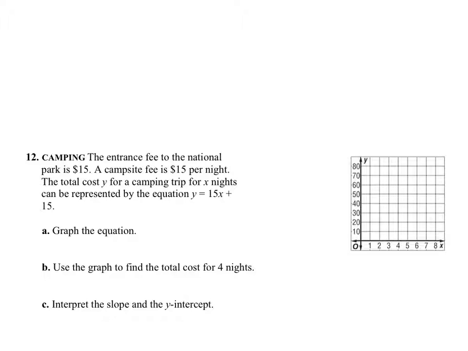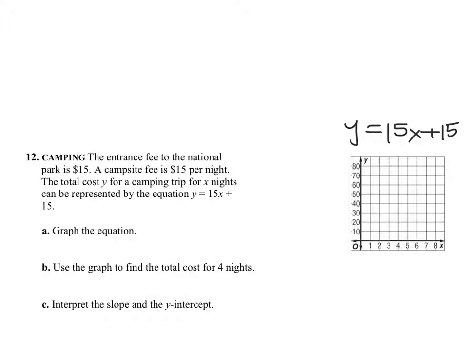All right, the entrance fee to the national park is $15. A campsite fee is $15 per night. The total cost for a camping trip for x nights can be represented by this equation, which they gave us, right? So y equals 15x plus 15. That's great. You didn't even have to figure that equation out. They just gave it to you.